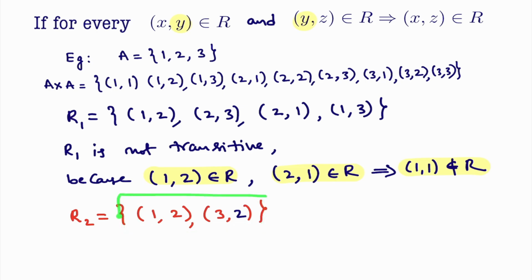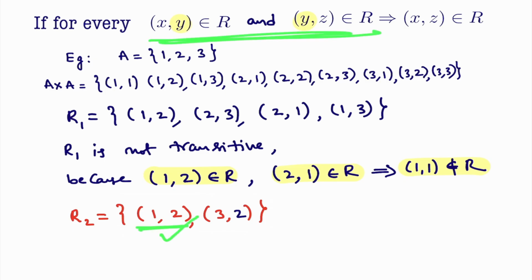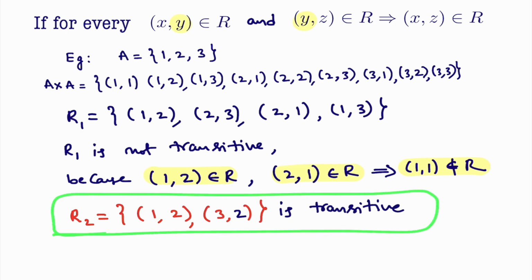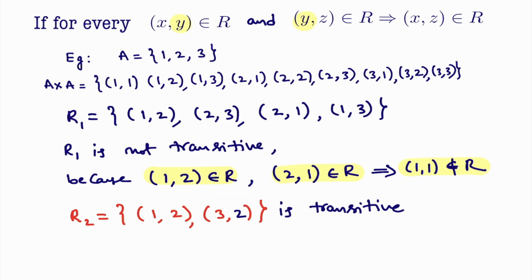Many students confuse such types of examples. Please make sure that if for (x,y), (y,z) doesn't exist, in that case it passes the transitive test. Similarly, for (3,2), no other ordered pair starts with 2 in this relation. So we say that this relation is transitive. This is one of the best examples to understand the transitive relation.